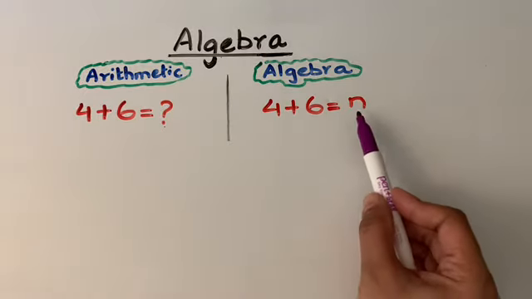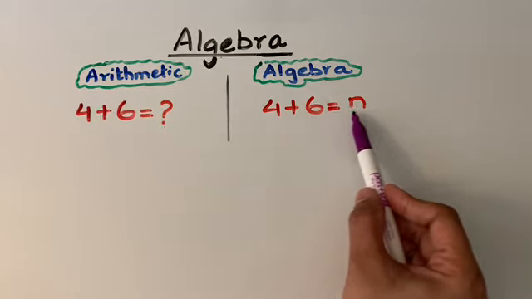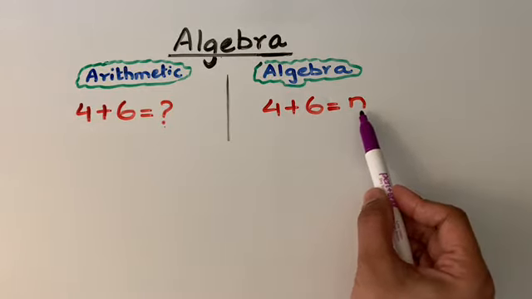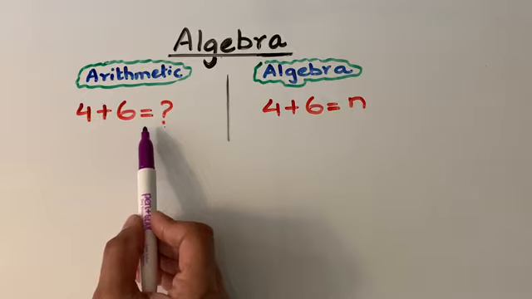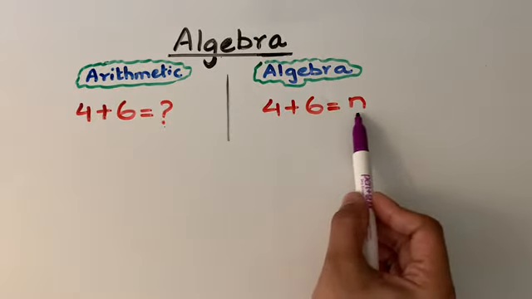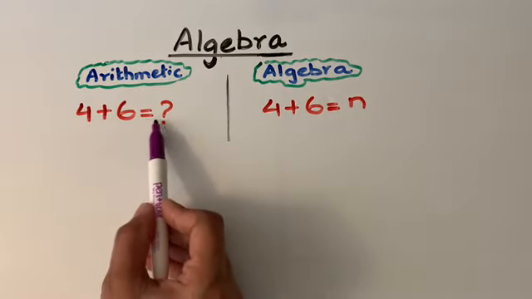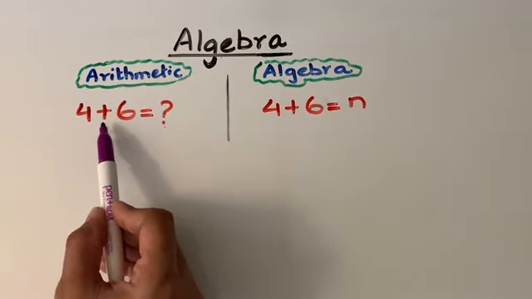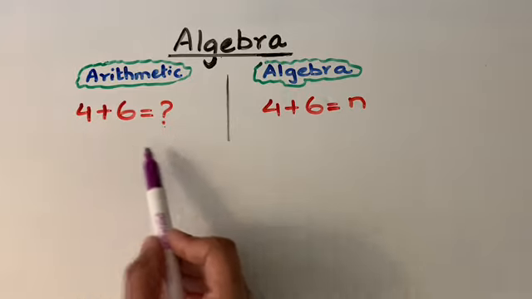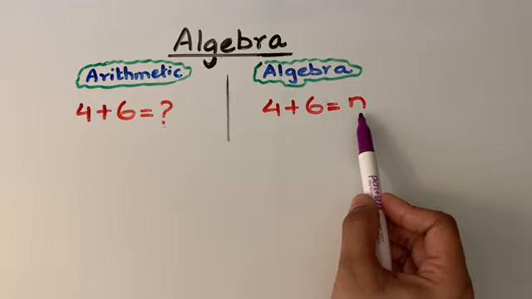Algebra introduces the element of unknown. Here n is unknown. 4 plus 6 equals n. What is the element of unknown in algebra? The answer of our arithmetic problem is the same as the element of unknown in algebra. When we solve this 4 plus 6, the answer isn't known until we do the arithmetic here. And the answer of our arithmetic problem is the same as the element of unknown in algebra here.